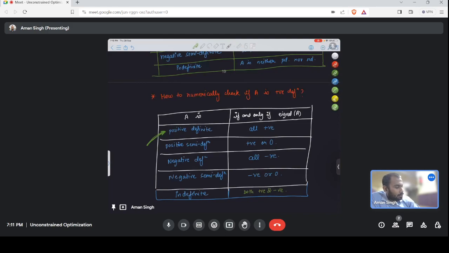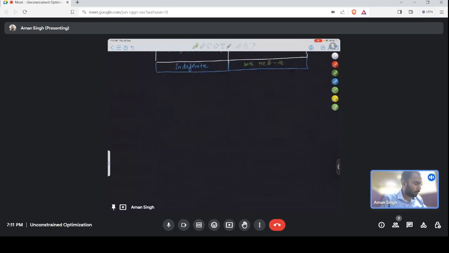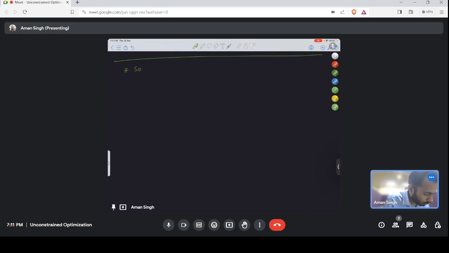Apart from these checks, there are some other numerical checks as well, with which we can check whether a symmetric matrix is positive definite or not. I'll list them out. I'll not tell you in detail because they are fairly simple, but it's good to know about them. So some other ways of checking positive definiteness. First is the Sylvester criterion.